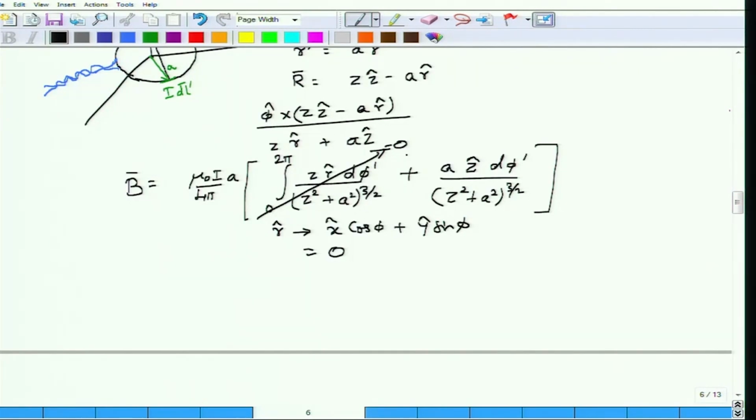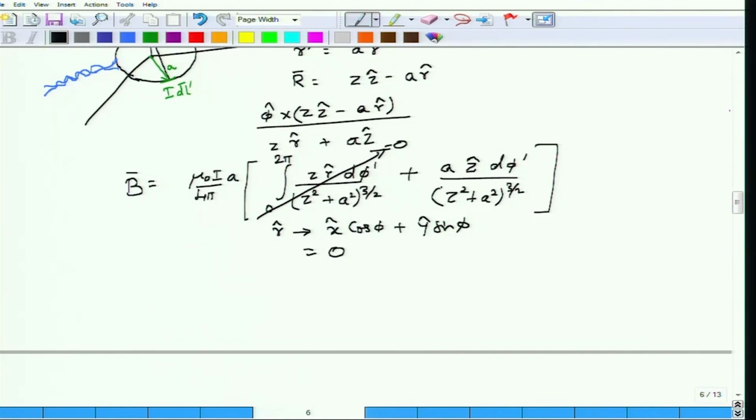We were discussing that the r hat term, that is the radial term, is actually 0. One way of thinking about this is to see that r hat is equal to x hat cos phi plus y hat sin phi, and when you integrate cos phi and sin phi from 0 to 2 pi, the area under those will be equal to 0, symmetrically. So the only integration that is left which is not 0 is the second one, which is z hat d phi prime divided by (z square plus a square) to the power 3 by 2.